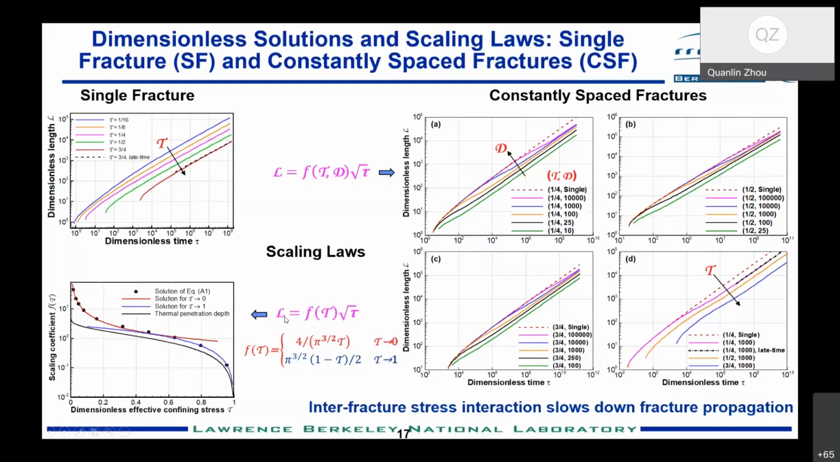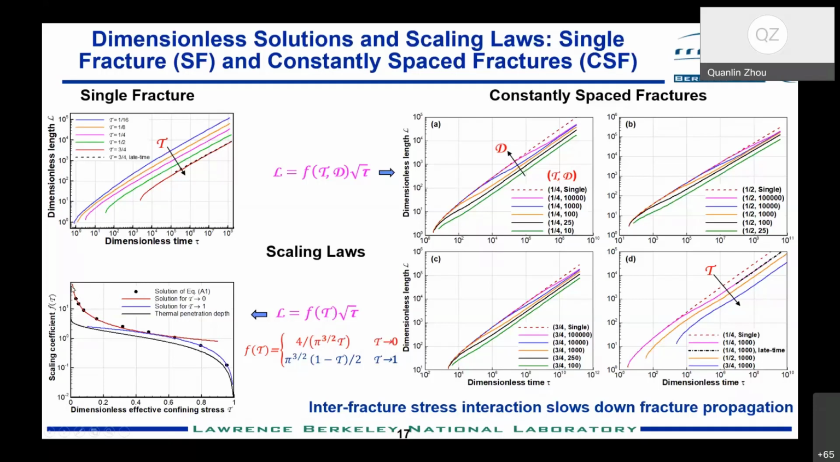That means the fracture length is based on the square root of t, and that is the k. And then we have a scaling coefficient that, based on these two extreme cases, we have an analytical expression.